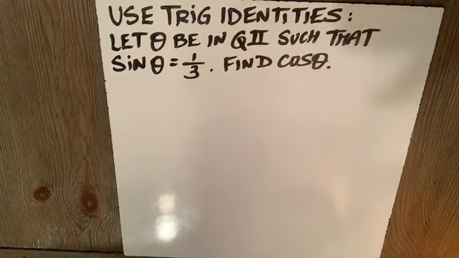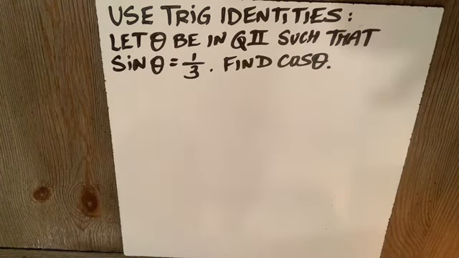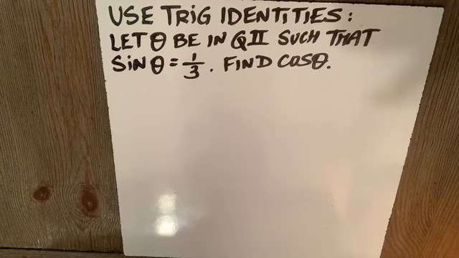Using trig identities, oh boy. We have all those new friends to learn: reciprocal identities, cofunction identities, even-odd identities, quotient identities, Pythagorean identities. We've got all those good friends, 23 new friends, in fact. Use your new 23 identities to solve this problem.